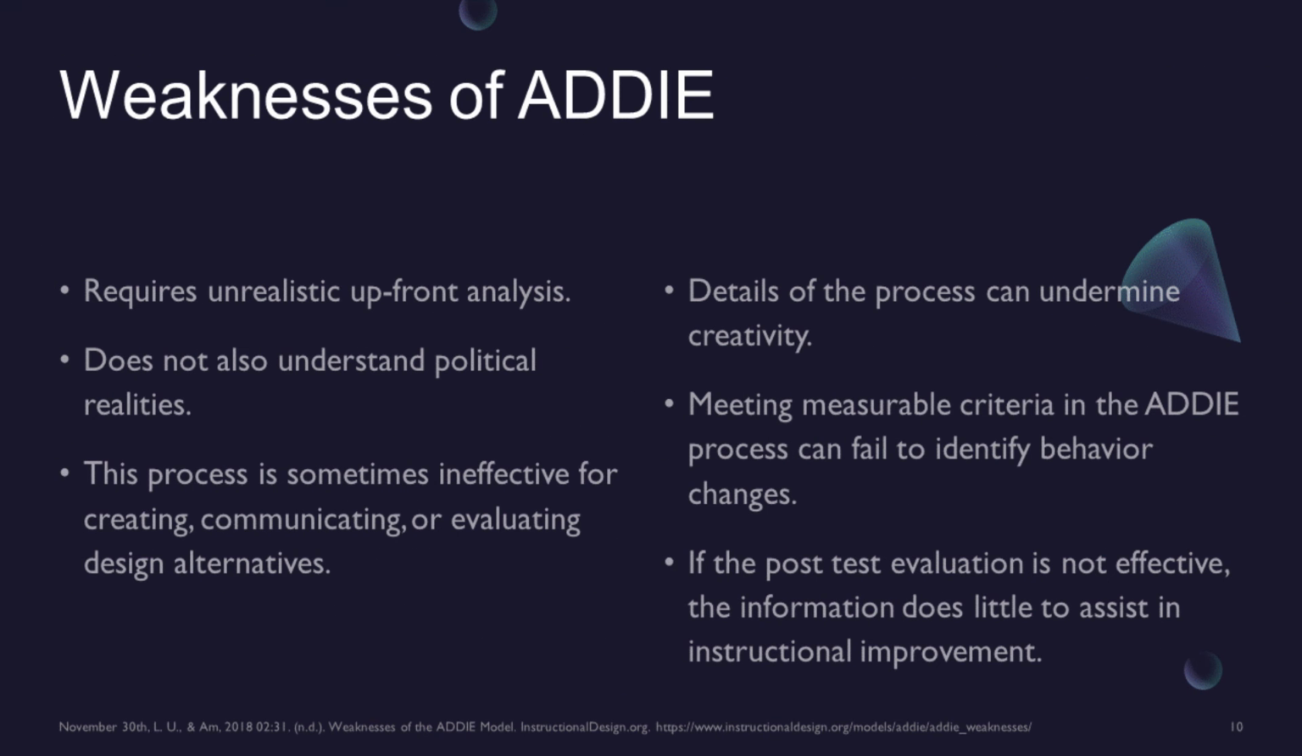Like most things, there are some inherent weaknesses with ADDIE. It requires unrealistic upfront analysis. It does not also understand political realities. This process is sometimes ineffective for creating, communicating, or evaluating design alternatives. Details of the process can undermine creativity. Meeting measurable criteria in the ADDIE process can fail to identify behavior changes. If the post-test evaluation is not effective, the information does little to assist in instructional improvement.